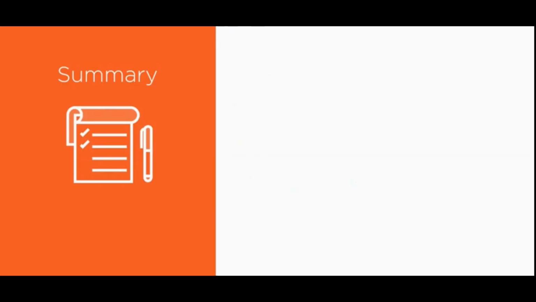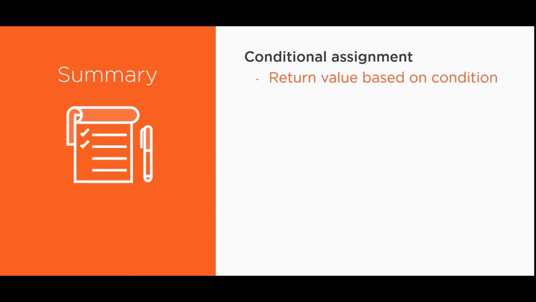To wrap up, here's some of the key things you want to remember from this module. Remember that one of the first things we looked at was conditional assignment. The conditional assignment was an easy way to return back a specific value based on a condition. We could return back one value if the condition was true, a separate value if the condition was false.